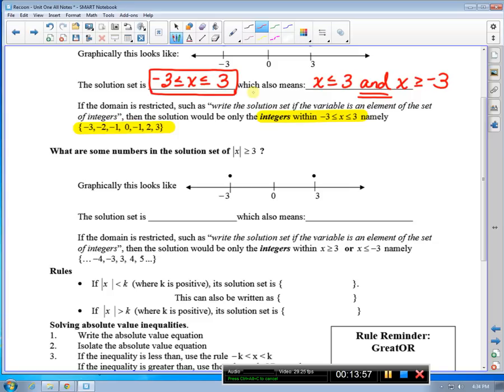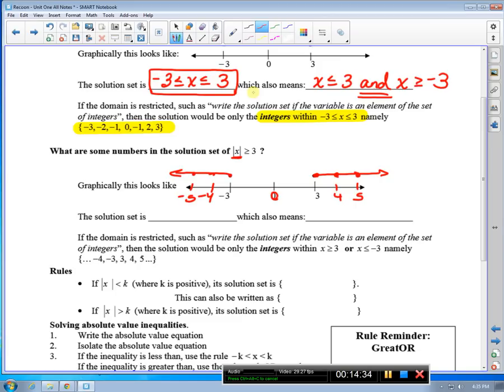So let's switch that up now. What are some numbers in the solution set where the distance away from 0 is greater than or equal to 3? So negative 3 and 3 again. So what numbers would be farther than 3 away from 0? 4 and 5, of course. And higher, so everything from 3 higher, and negative 4 and negative 5 are farther away from 0, so everything from negative 3 and less.